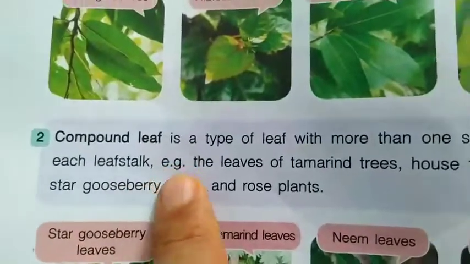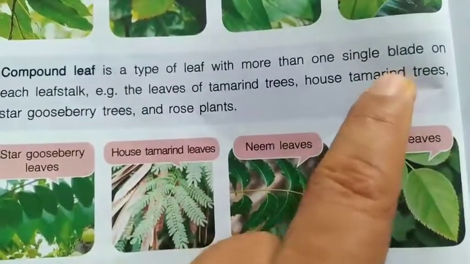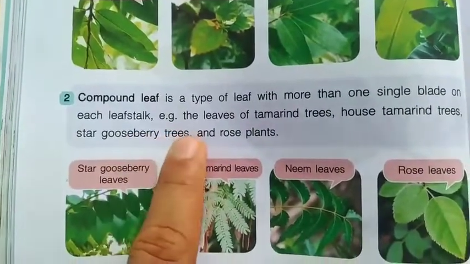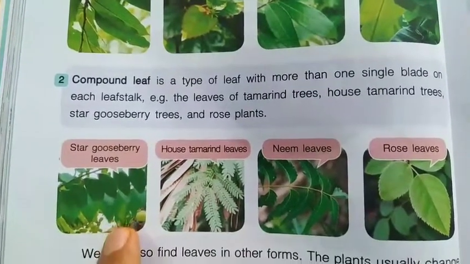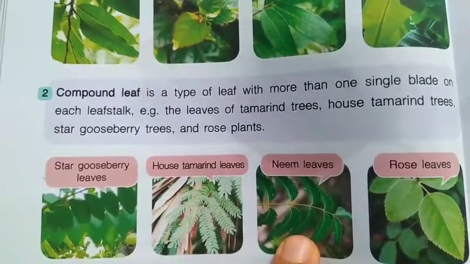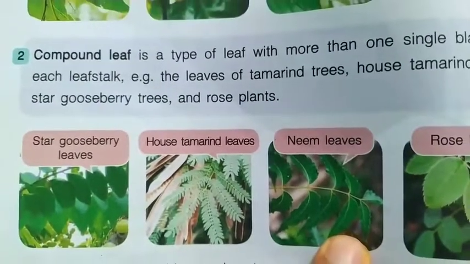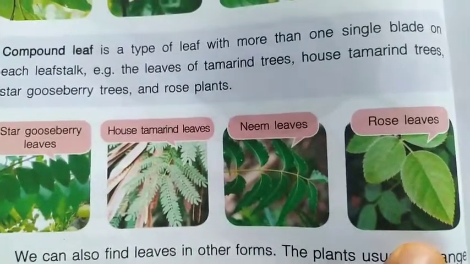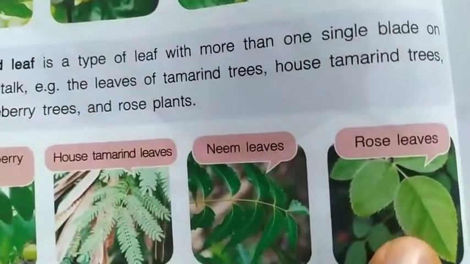How about the compound leaf? It's a type of leaf with more than one blade on each leaf stalk. Look at that. Examples are the leaves of tamarind trees, neem leaves, star gooseberry trees, and rose plants. All right. Compound leaf.